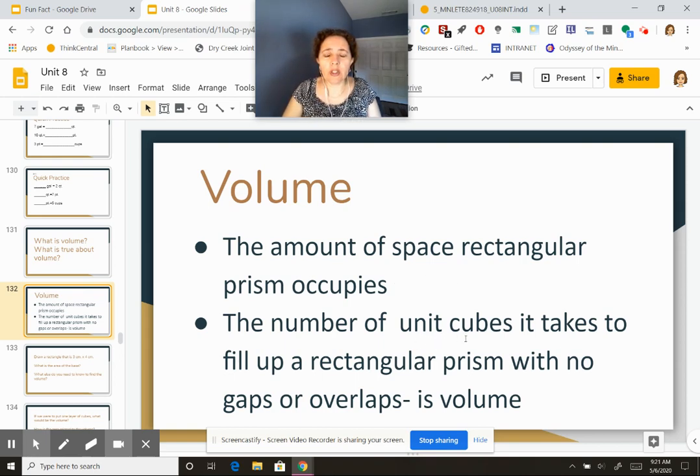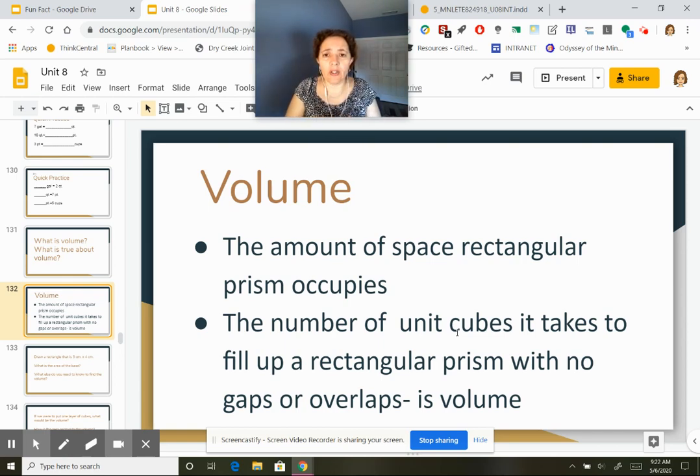We're using unit cubes. And remember, in yesterday's lesson, we had centimeters, inches. So the cubes would be in either inches or centimeters or meters. So it would be 1 meter by 1 meter by 1 meter, just depending on the unit that you're using. And remember that when we're talking about volume, it's the amount of cubes that it takes to fill it up with no gaps. There can't be any gaps or anything overlapping.